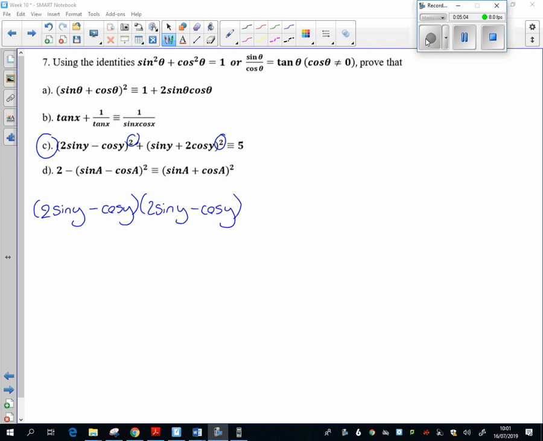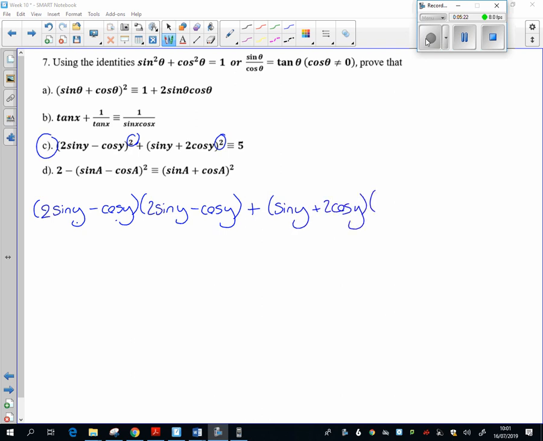And do make sure that every single time you're writing it, you're writing sine y, cos y. If anywhere in your proof you just write sine or you write sine x or anything, you're not going to be able to get full marks. Okay, so then the second set of brackets are also expanded.